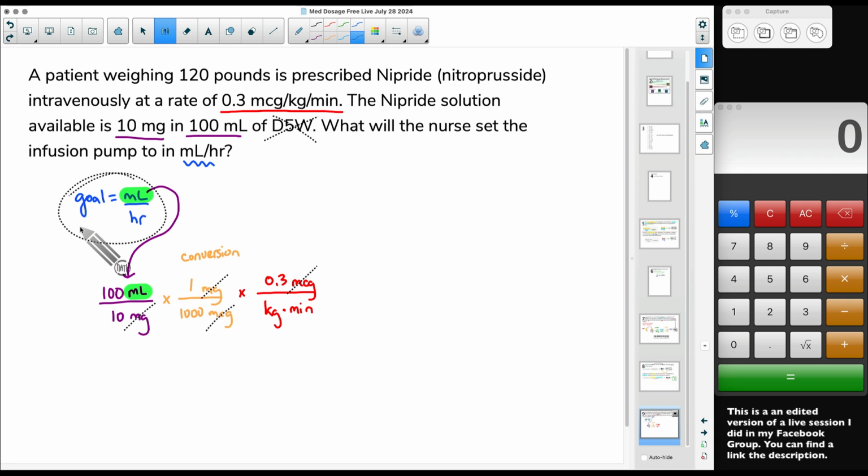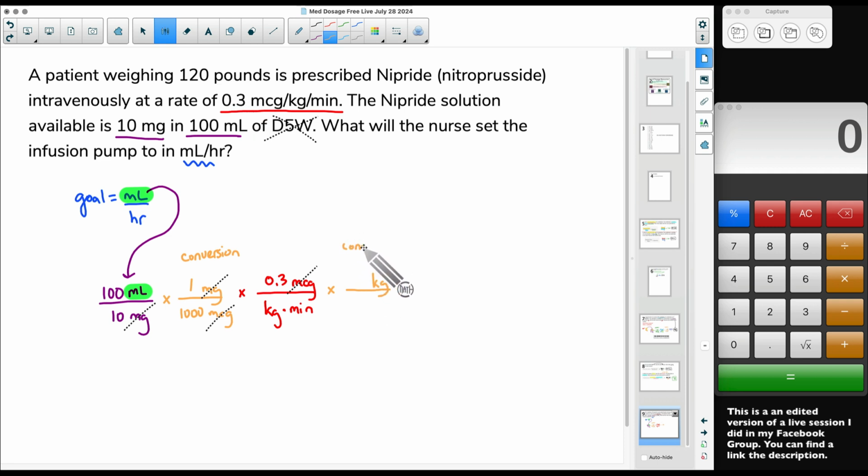We're still not there yet. Yes, we have milliliters at the top. Fantastic. But we have kilograms and minutes at the bottom. We have to get rid of both of these words. It does not matter which one you get rid of first. That has a tendency to throw people off. They're like, well, which one do I get rid of? Both of them. Which one do I get rid of first? It doesn't matter. I'm going to get rid of kilograms. So I got kilograms at the bottom. I'm going to put kilograms at the top. Unfortunately, we don't see kilograms getting mentioned anywhere else, but we do see pounds.